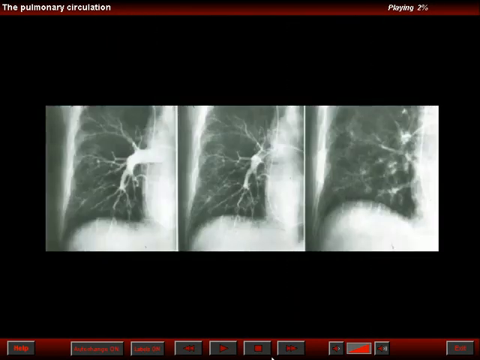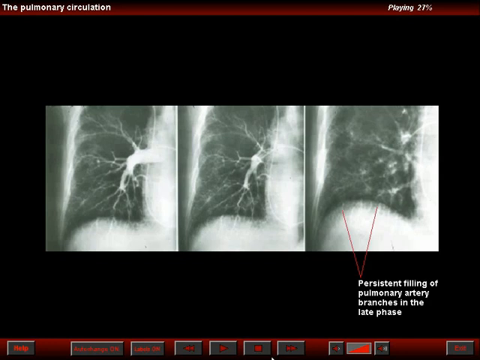A close-up of the right lung following selective injection of the right pulmonary artery shows flow retardation in the lower half of the right lung. Note that in the third image, when we see pulmonary veins, we still see persistent filling of the pulmonary arteries that are best seen through the diaphragm. This means that a shower of emboli probably was the cause of the reticulation. The persistent arterial filling means that there is obstruction to the distal pulmonary circulation.